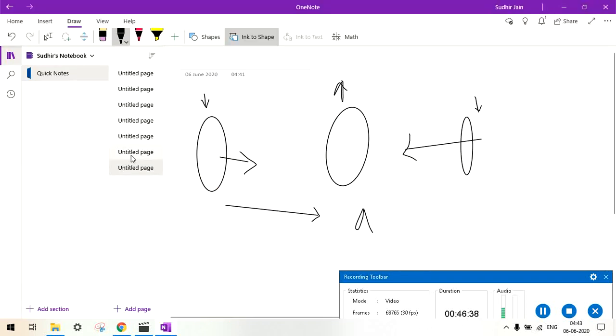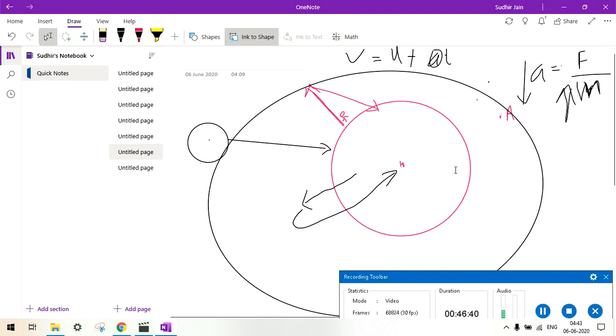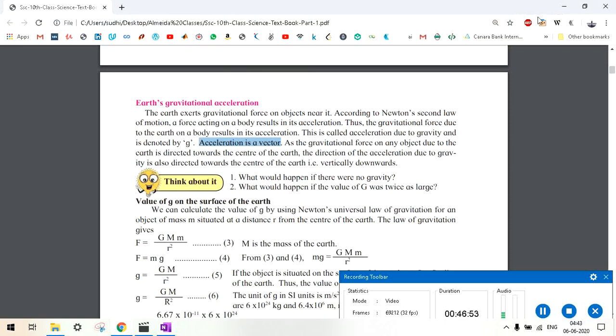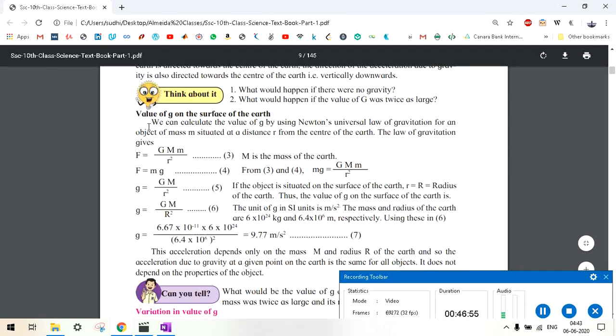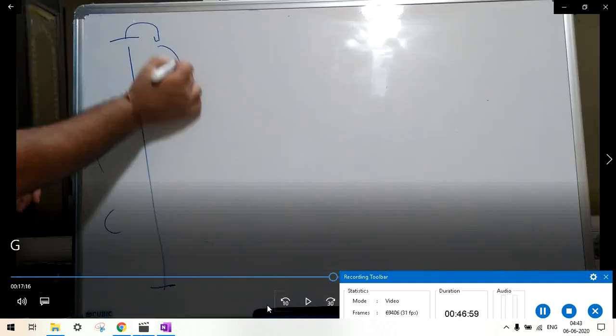Now what the author wants to explain is, if this is my earth, in which direction am I having the force? The force is along the center, right? So acceleration will also be along the center, that is vertically downward. That is what the author wants to explain. Now we will see how we will calculate the value of g on the surface of earth.